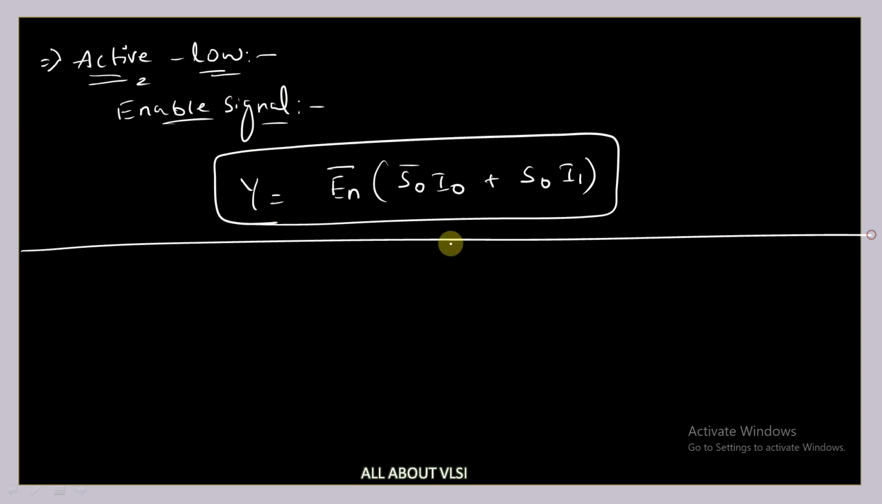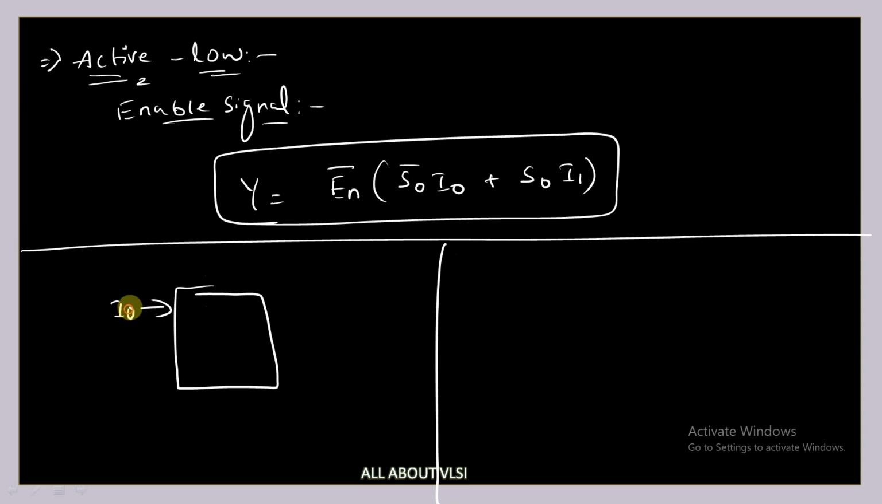And the diagram for your multiplexer with active high enable signal will look like this. So this is your multiplexer with two inputs I naught and I1, and this is your output y, and this is your select line S naught, and here you are providing one more signal which is known as your enable. Okay, and this is active high.